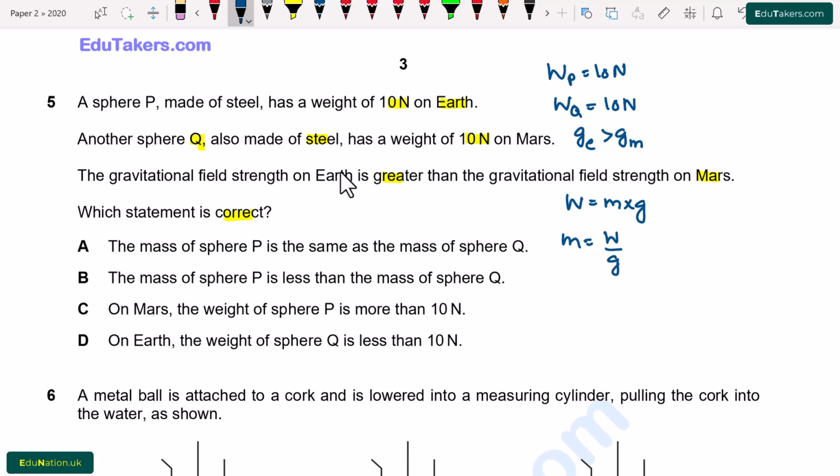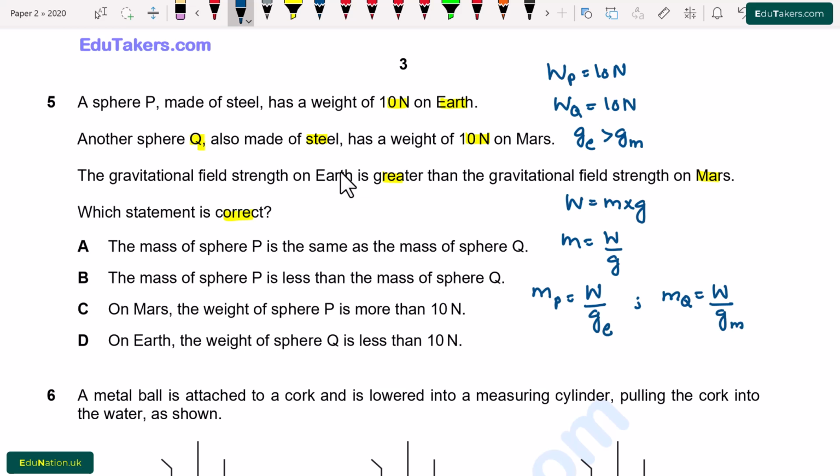Weight is equal on the surface of Earth and Mars. So I write here, mass of sphere P is equal to W over the value of g on the surface of Earth. Also, mass of sphere Q will be equal to W over the value of g on the surface of Mars.